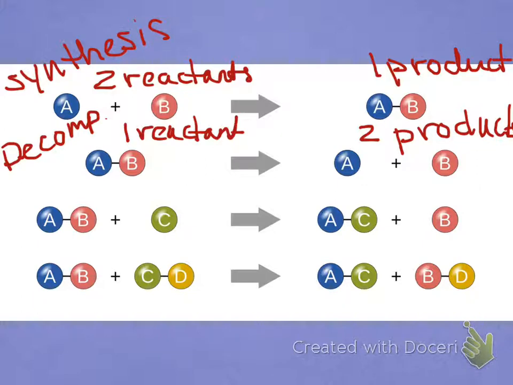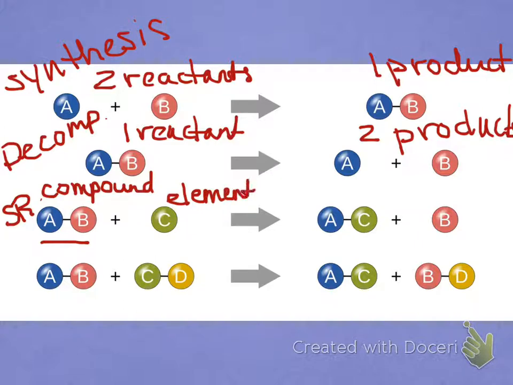The third type is single replacement. I'm going to abbreviate SR, single replacement. Now, I want us to think about, we start with AB. This is a compound. And C is just an individual element. And then what happens, if you look, C moves in and takes B's place. So in our products, we end up with a compound and a single element. So one element has kicked another element out, taken its place.